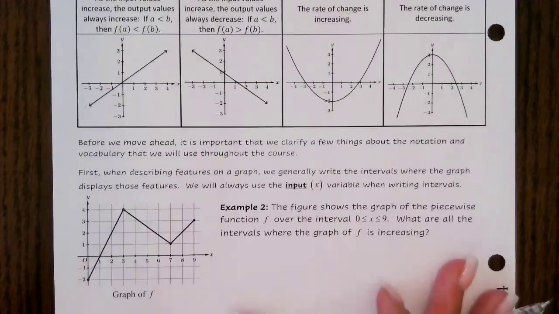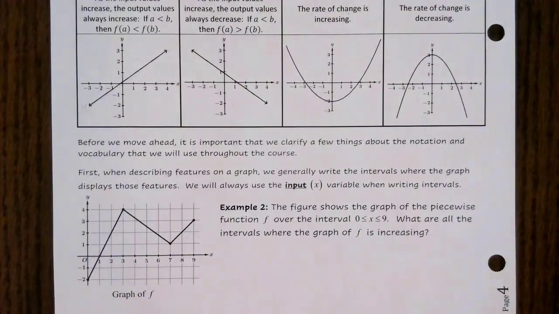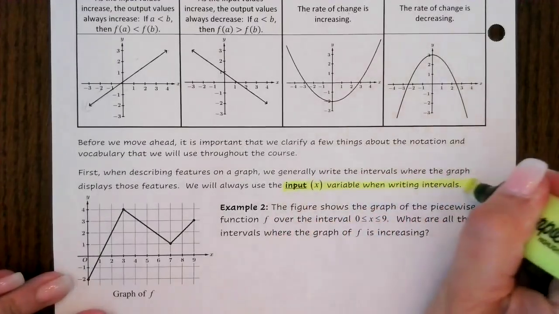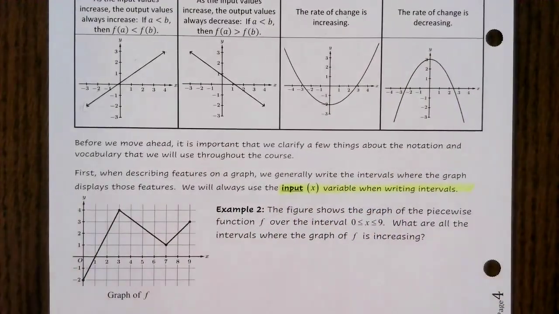So it tells us down here in our notes that before we move ahead, it is important that we clarify a few things about the notation and vocabulary that we will use throughout the course. First, when describing features on a graph, we generally write the intervals where the graph displays those features. We always use the input, the x variable, when writing intervals. This is confusing for some students, so make sure that you focus on that. When we're writing our intervals, we're going to use that input value, the x.